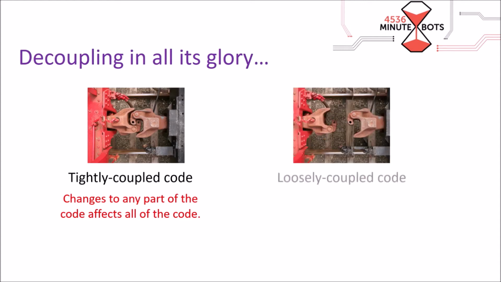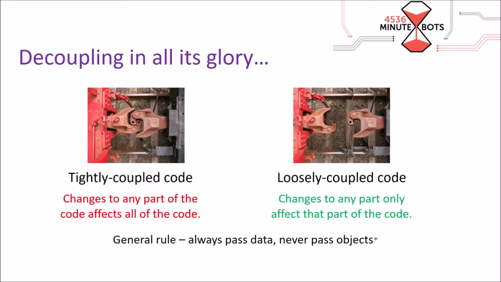Loosely coupled code is better. Loosely coupled code means that changes to any part of the code only affect that part of the code. So you can work on the pedal and change it. You don't have to worry about affecting the engine, because each of them have their own concerns and they are not stuck together. So here's a good general rule when you're programming to kind of build loosely coupled code. Always pass data, never pass objects. And I'll explain what I mean by that.